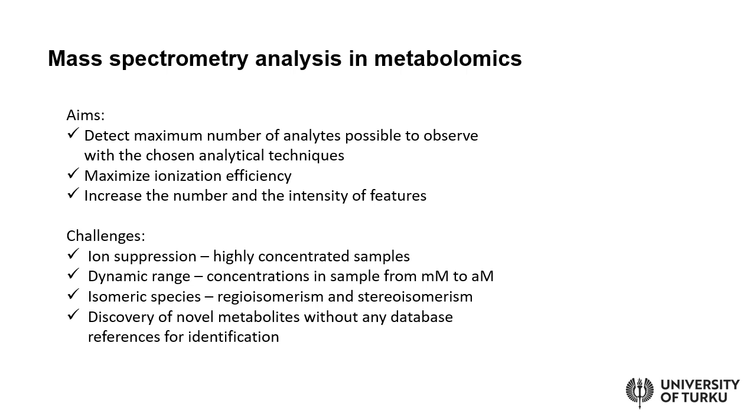Also, challenges are related to co-elution of isomeric species, where we have the same molecular weight, and if they are not separated in chromatography, then it is a challenging situation. And also one aspect that is included here as a challenge, but is also one of the greatest benefits of mass spectrometry-based metabolomics, is the discovery of novel metabolites without any database references for identification.